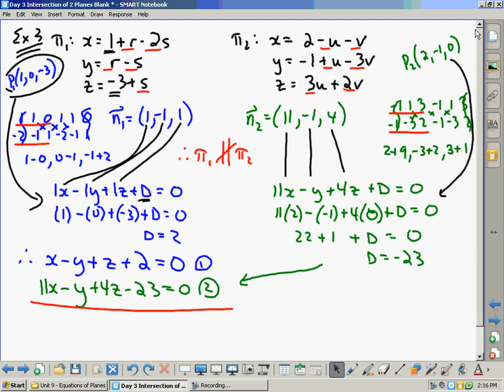So pause the video, and either as a class or individually, I'd like you to eliminate x, eliminate y, let z equal k, and come up with an x equals, a y equals, and a z equals k for this line. And then we'll come back and check the solution in a moment.